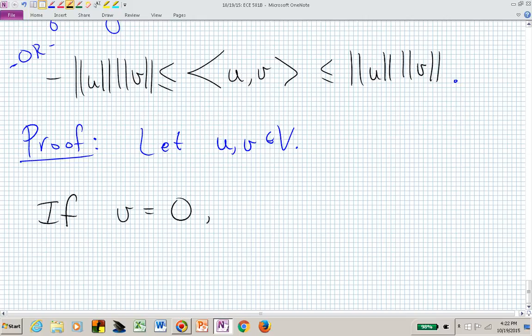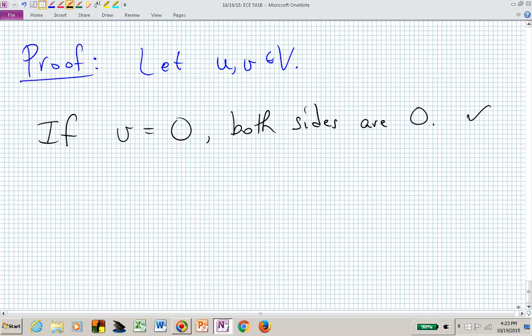Is the inner product less than the norm of u and the norm of v, or is it greater than the negative of the norm of u and the norm of v, if v is equal to 0? We know 0 is orthogonal to everything, so the inner product is 0, isn't it? And the norm of 0 is 0, so we have equality. So we know that if we had the 0 vector, this relationship is fine. Now we need to look at what happens when we have a non-zero v.